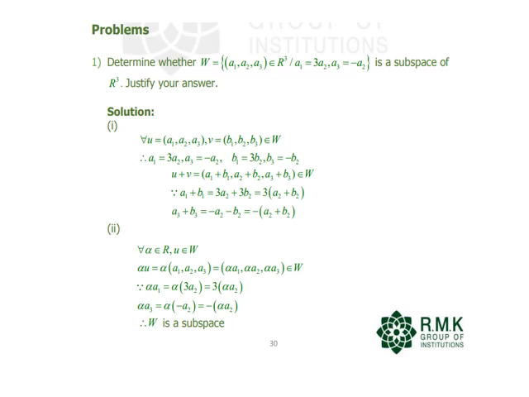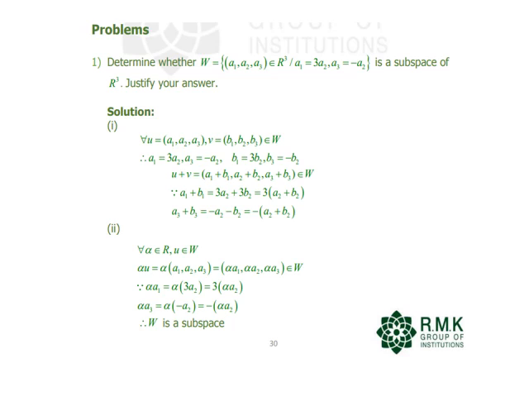So the first one, we are taking u, v, 2 elements from W, and we will prove that u plus v, whenever I add these 2 elements, will also be an element of W. So now my u is (a1, a2, a3), satisfying the condition a1 equal to 3a2 and a3 equal to minus a2. v belongs to W, (b1, b2, b3), will also satisfy the condition b1 equal to 3b2 and b3 equal to minus b2.